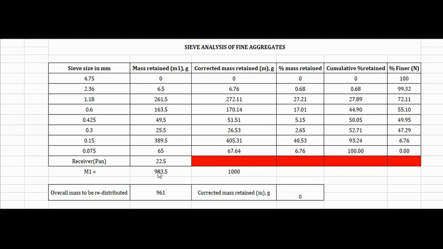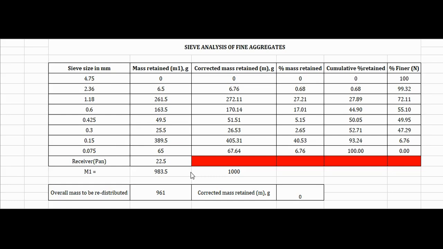If you sum it up, the mass retained you are going to get is 983.5 grams. If you remember, at the starting of the experiment, the total mass taken was 1000 gram. There is almost 16.5 gram of loss which is related to dust. Now, a very important calculation that is related to corrected mass retained. So, in terms of corrected mass retained, we have to distribute 39 grams of fine aggregates from 4.75 mm to 75 micron.